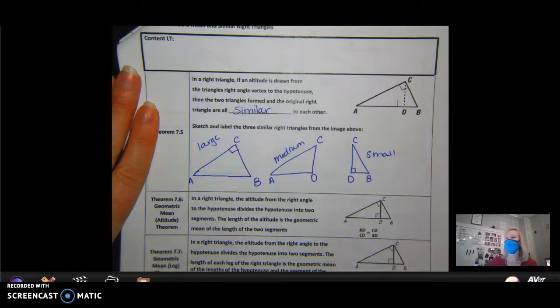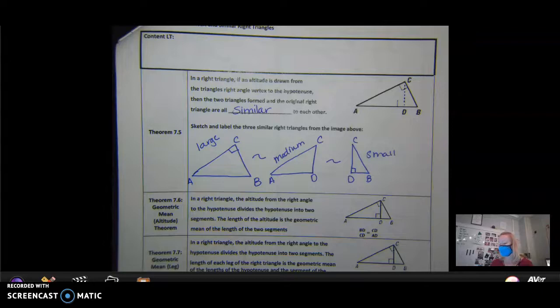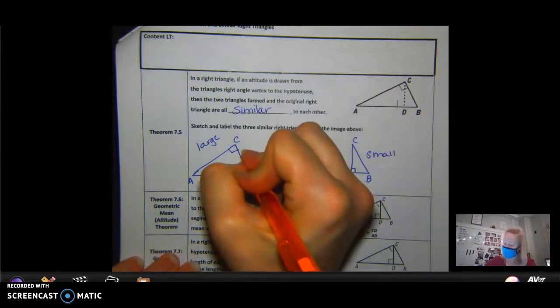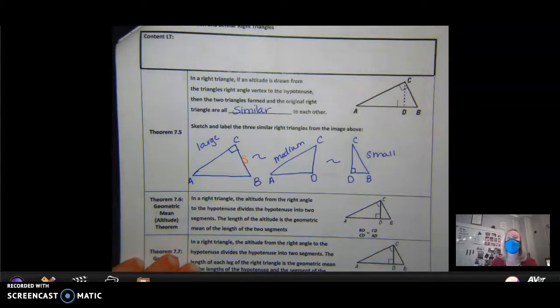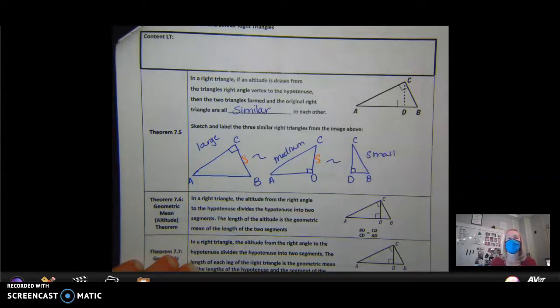But what they are saying is that this triangle is similar to this triangle, which is similar to this triangle, because I drew an altitude. All 3 of those triangles become similar to one another. But you got to be careful. Side CB is my small side. What side would it match up with on the medium triangle? CD. And what would it match up with on the small triangle? DB.